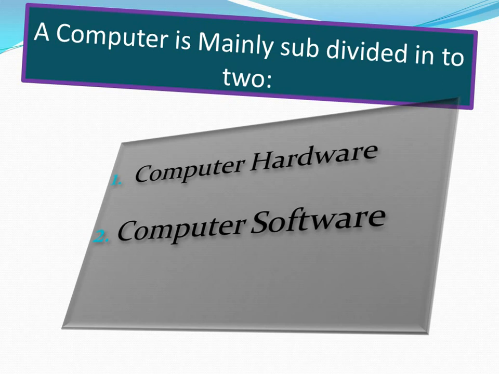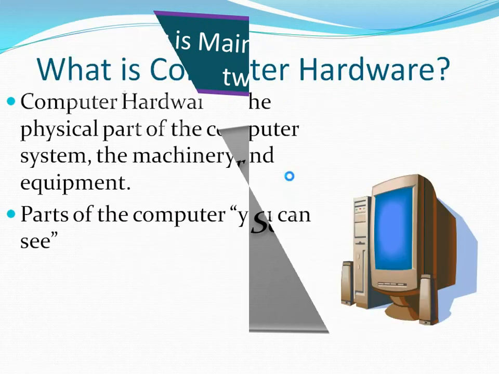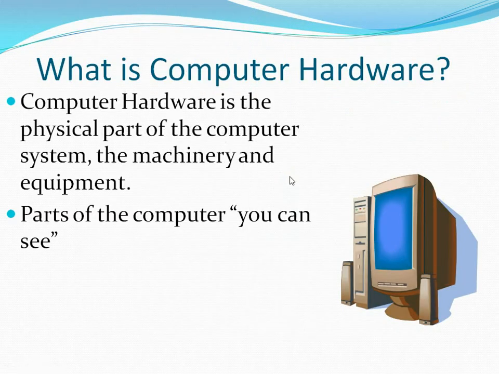You will not say that you've learned computer when you cannot differentiate between the software and the hardware part of a computer system. So we may have to look at this. What is computer hardware? Computer hardware is the physical part of the computer system. Machinery and equipment. Physical means you can see and touch. You can lift. Whatever you can lift and touch is physical, something that is tangible.